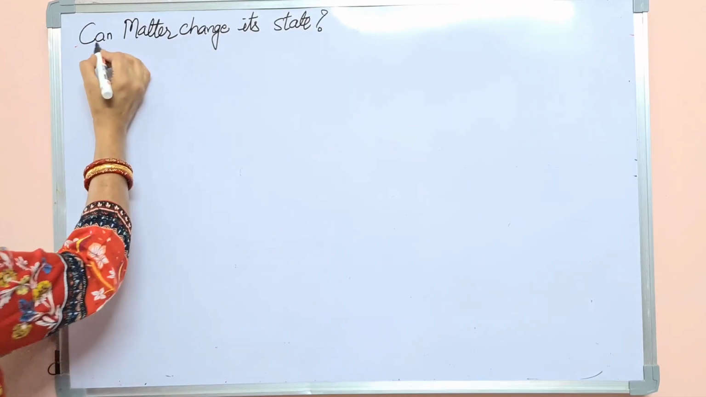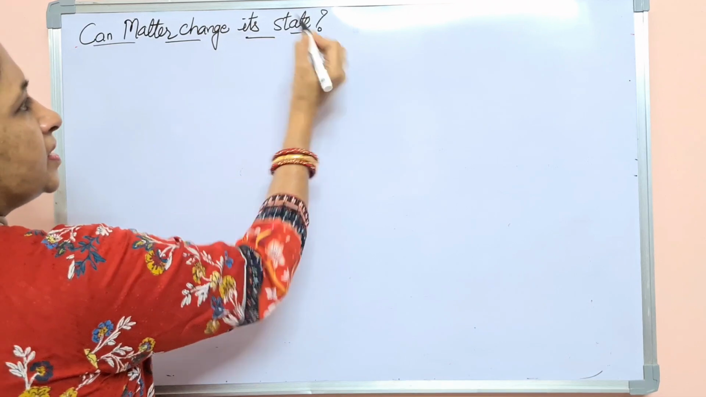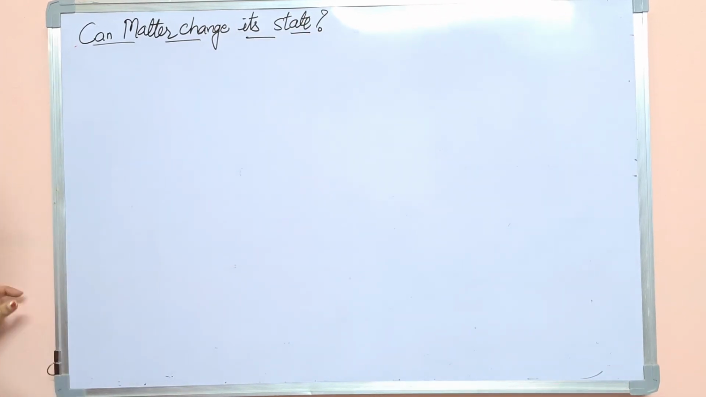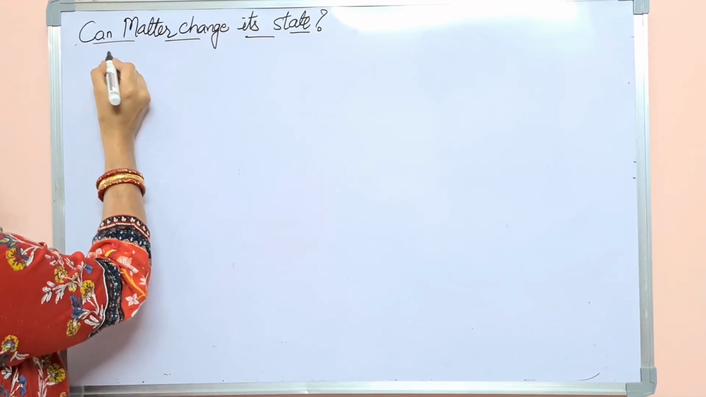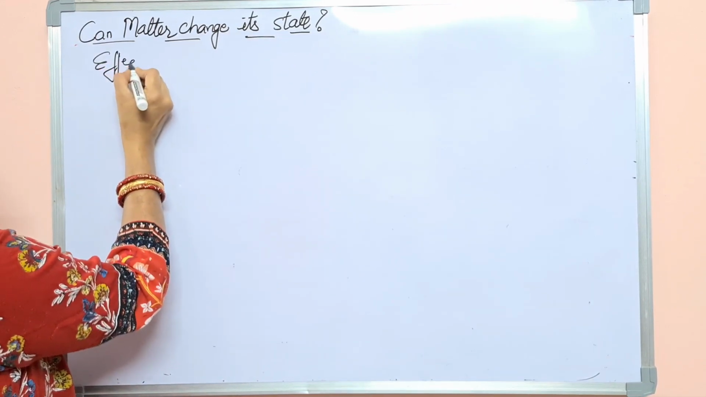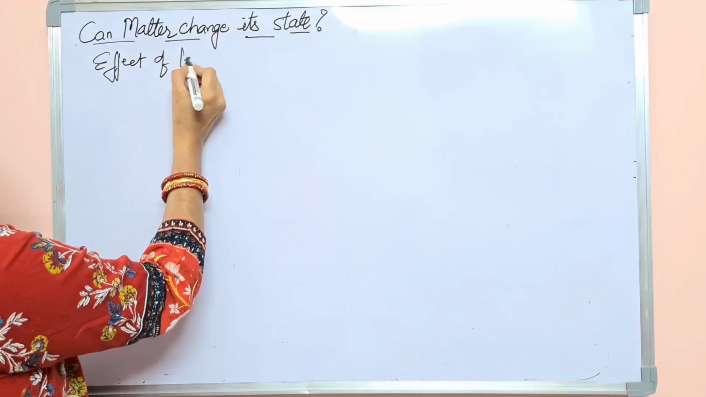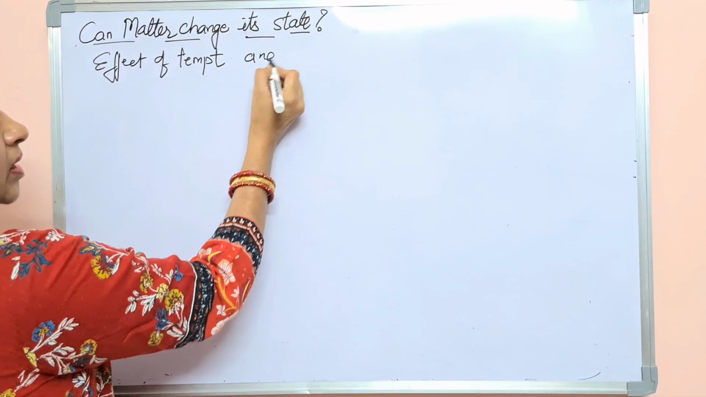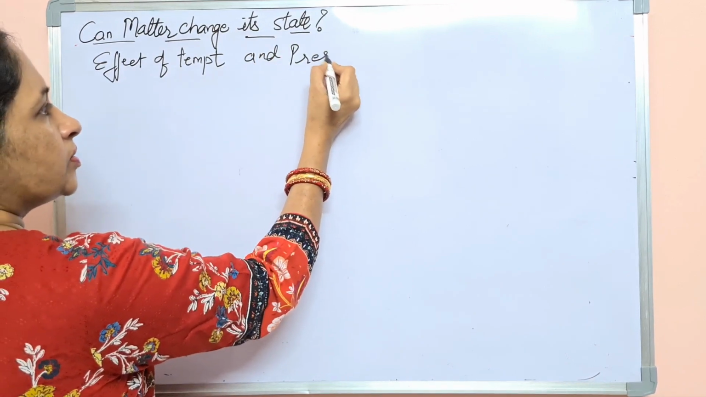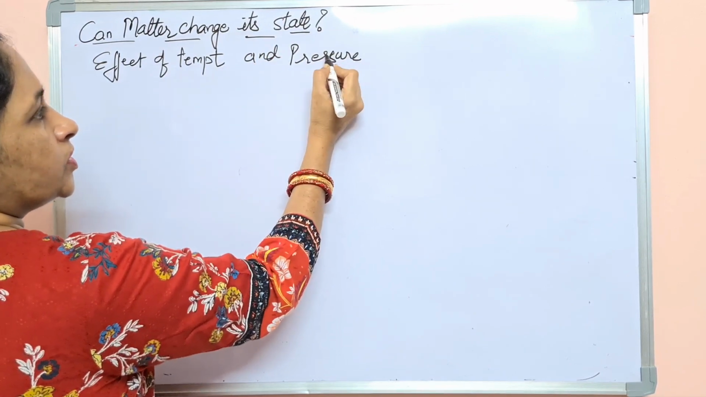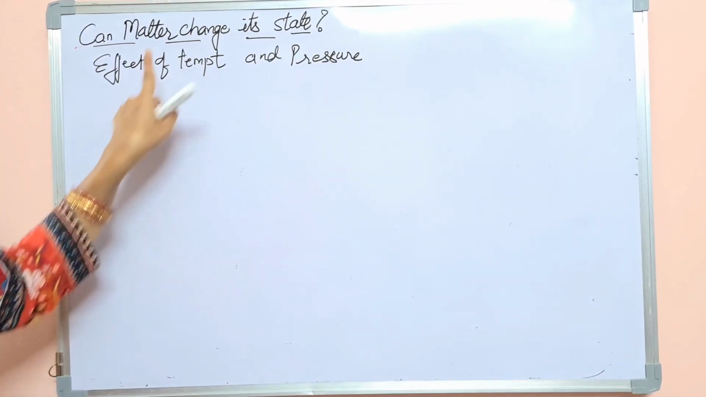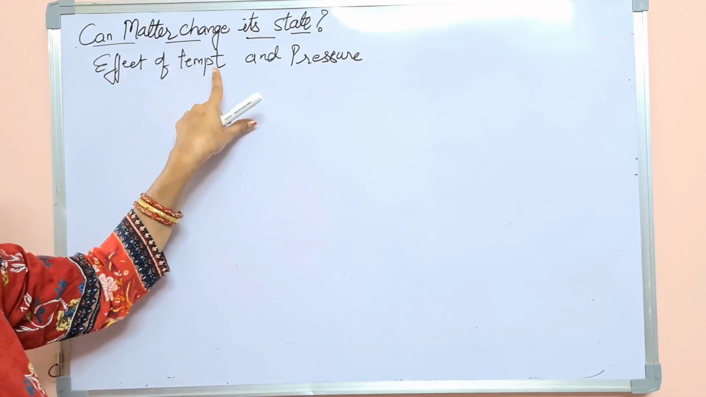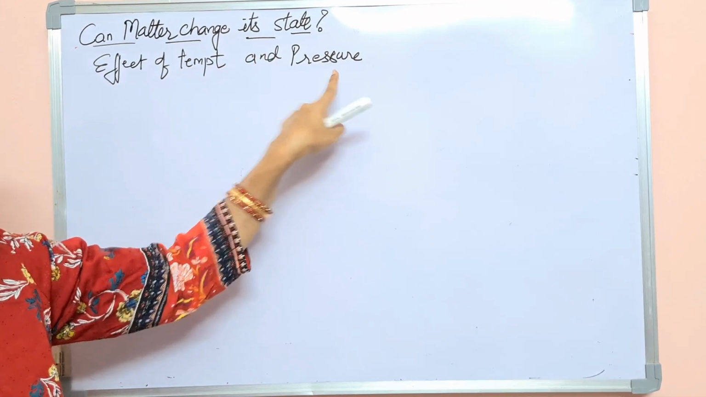Can matter change its state? And how does matter change its state? Actually, change of state takes place because of the effect of temperature and pressure. Okay? So change of state of matter takes place because of two effects, that is the change of the temperature and the change of the pressure.